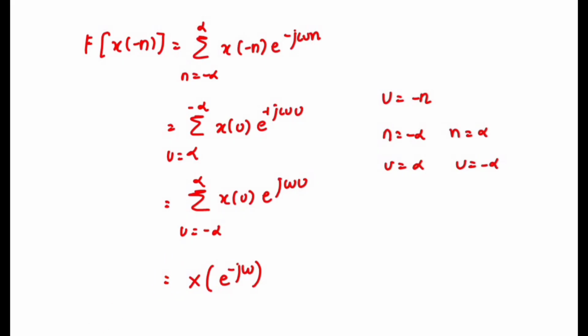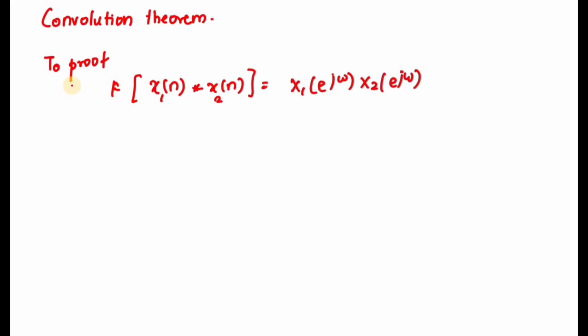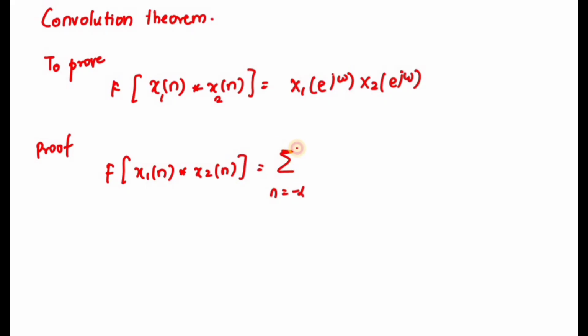So the next one is the convolution theorem. Here we need to prove that the Fourier transform of x1 of n convolution x2 of n is equal to X1 of e power j omega into X2 of e power j omega. So the proof is: the Fourier transform of x1 of n convolution x2 of n is equal to the summation from n equal to minus infinity to infinity of x1 of n convolution x2 of n e power minus j omega n.